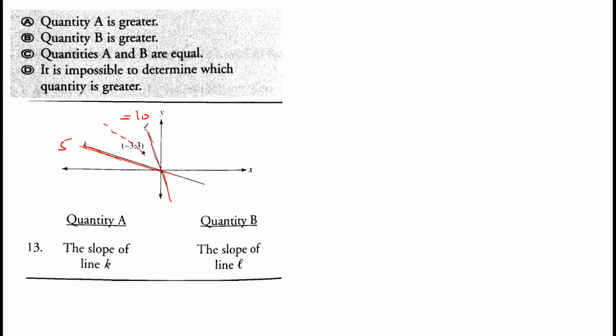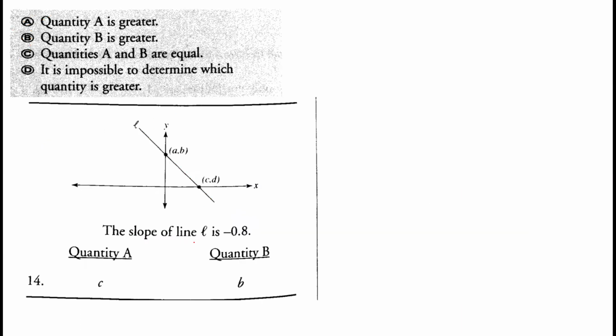Actually, it would be less than 5, because if this is minus 3 and 3, then this slope would be minus 1. Then this slope would be less than minus 1, maybe minus 0.5. And this slope's coefficient would be more than 1, so let's suppose it's minus 10. So minus 0.5 and minus 10. So the slope of line K, minus 0.5 as a number, is greater than minus 10. Then quantity A is greater than quantity B. Option A is correct.